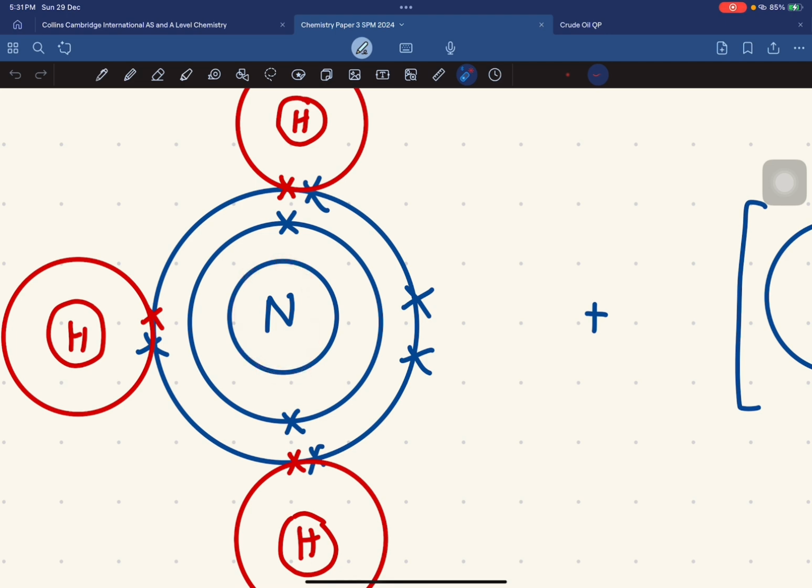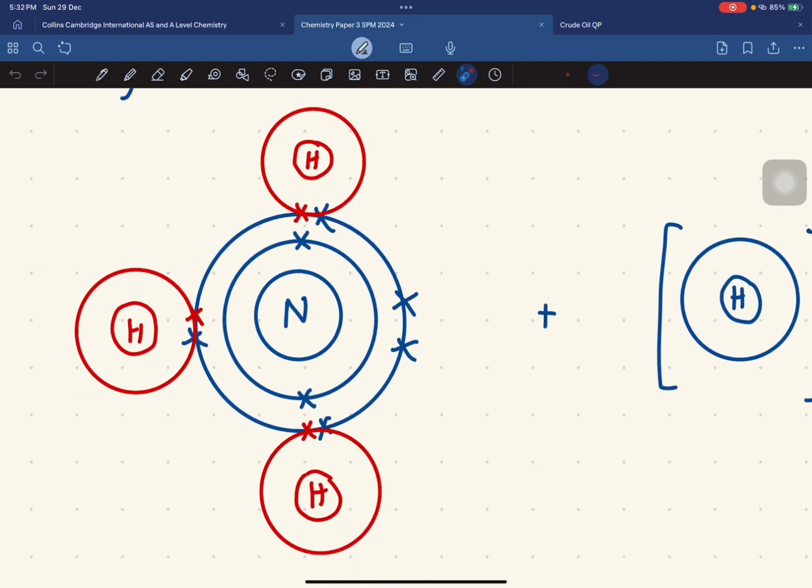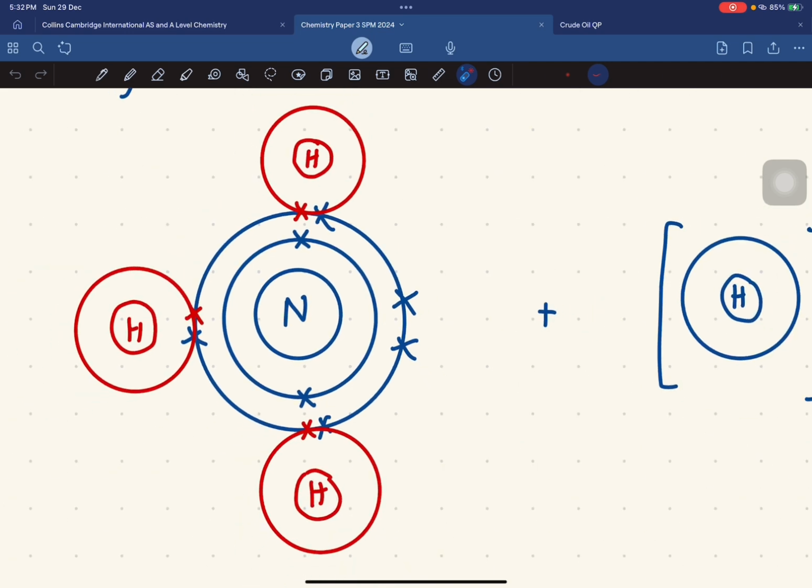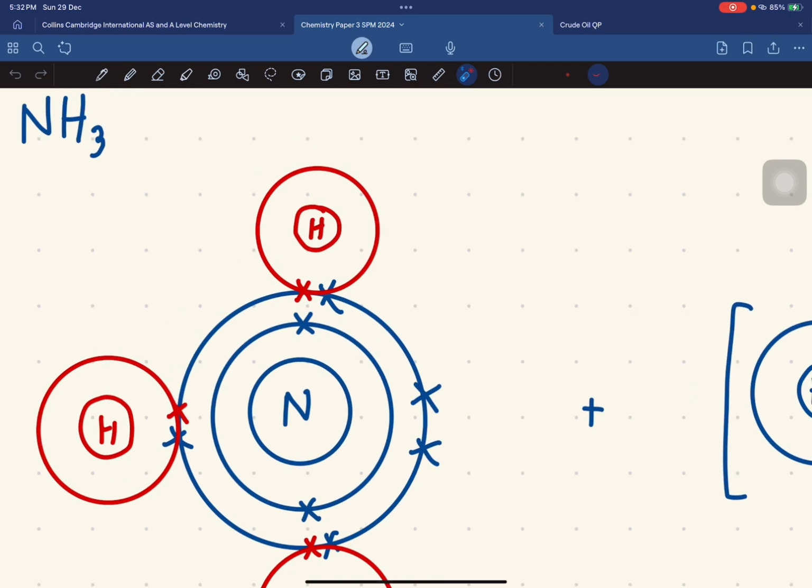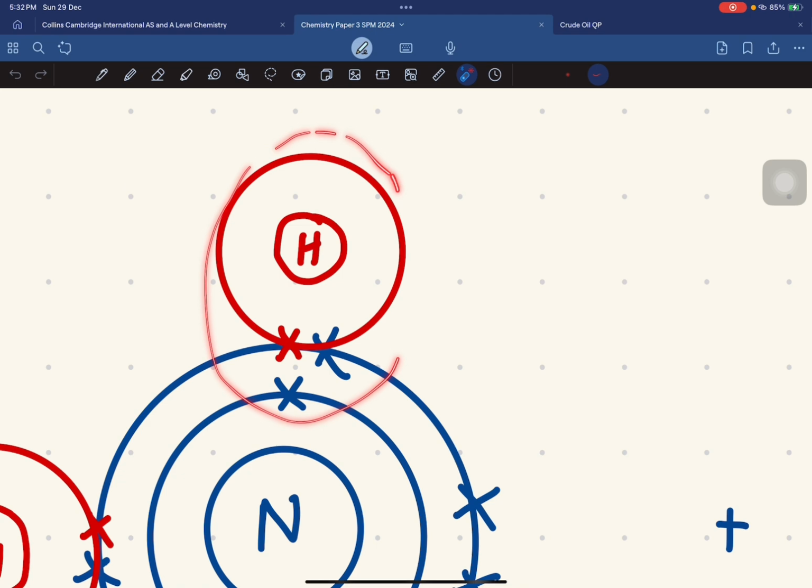We know that nitrogen is in group 15, meaning that it has 5 valence electrons. So you can look at this: 1, 2, 3, 4, 5. The blue ones are the valence electrons of nitrogen. And in an ammonia molecule, this nitrogen atom forms 3 covalent bonds with 3 hydrogen atoms. So look at this one example here.